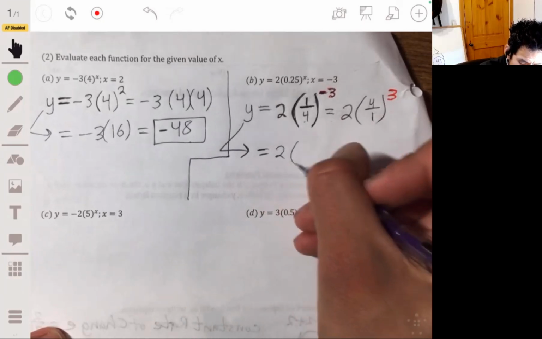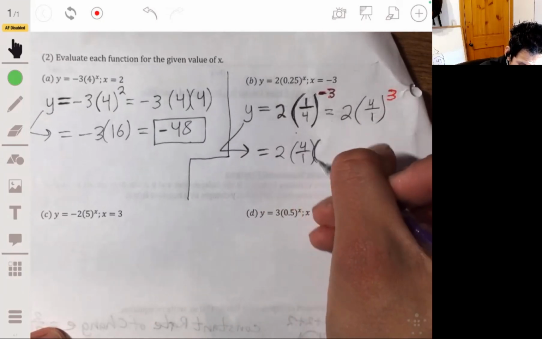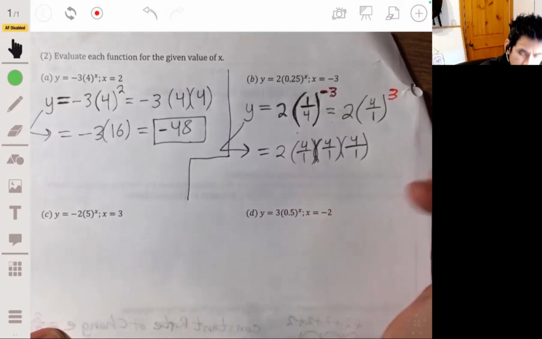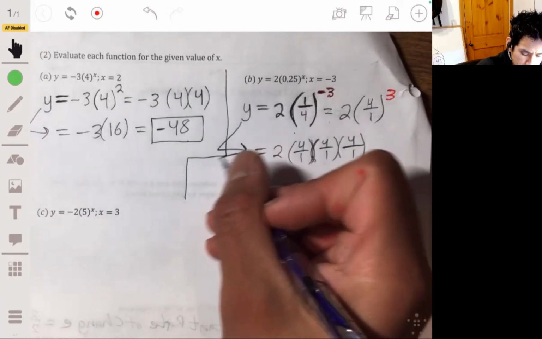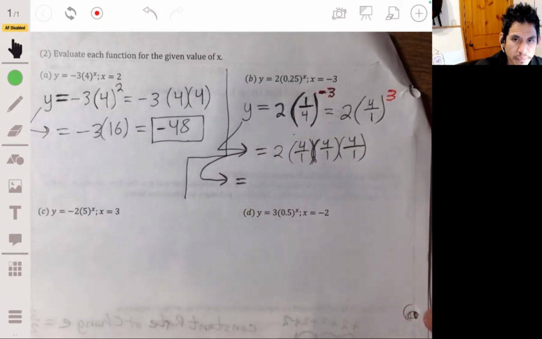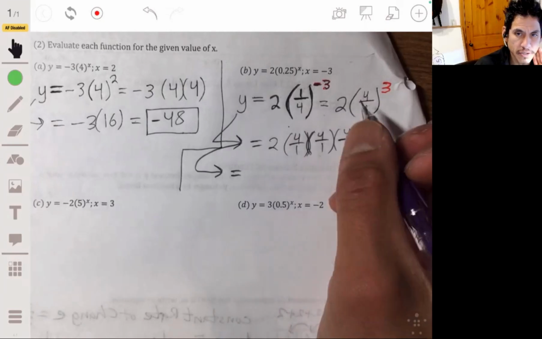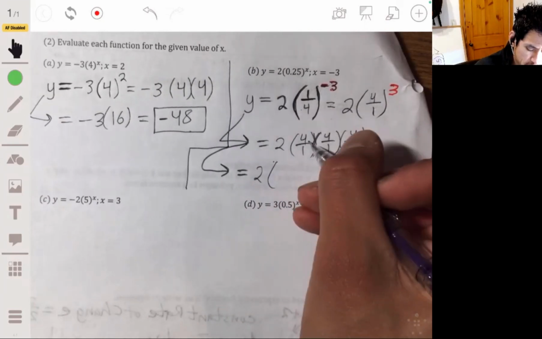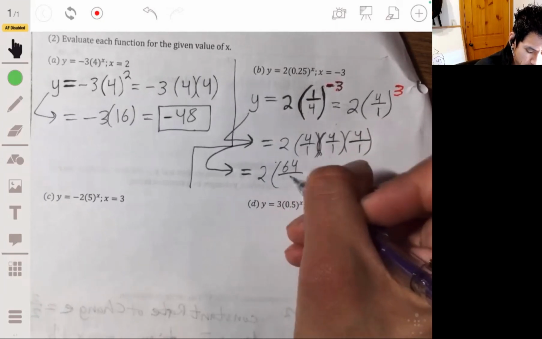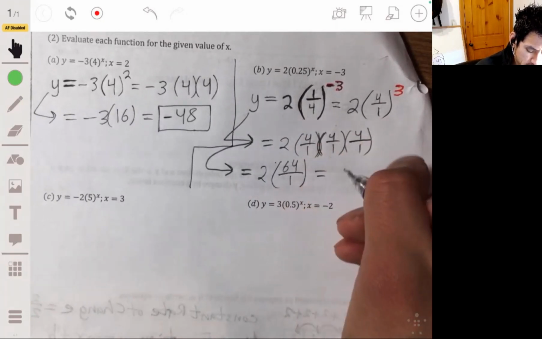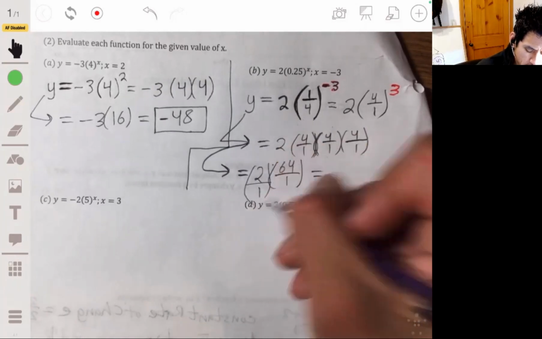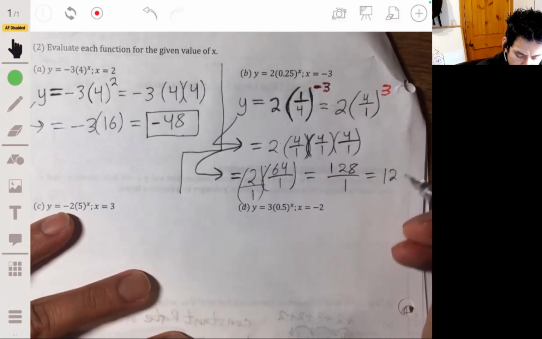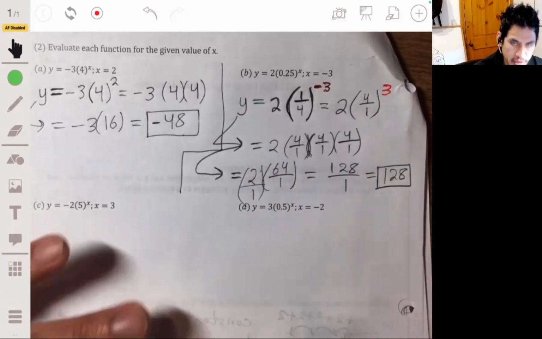So we have 2 times 4/1 times 4/1 times 4/1. I'm going to leave it as a fraction, just so, again, you can really understand how these fractions work conceptually and be very certain that you're doing all these right. And so this is just 2 times 4, 4, 4, 4, 16, 64 over 1. 2 times 64, because 2 is the same as 2/1. Multiplying across, we have 128 over 1, which is just 128. See, so it all works out nicely.